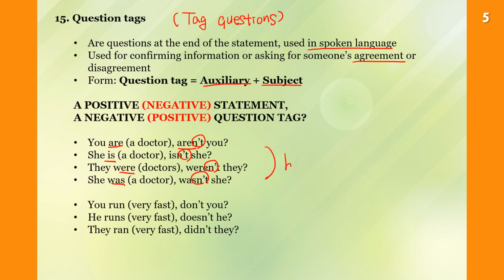This is a be verb. And now, you run very fast. With run, you use do: don't you? He runs very fast. So this is third person singular: doesn't he? They ran very fast, the past tense: didn't they?